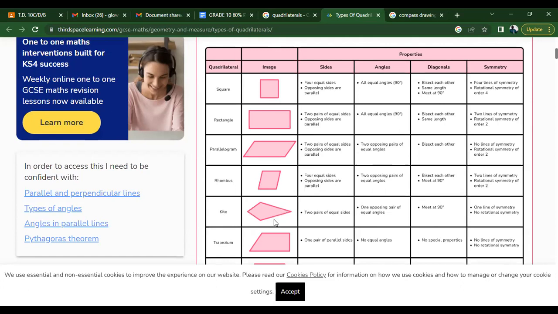And then you have a kite, which is still kind of a diamond shape, but one side is kind of long. They have two pairs of equal sides. So this side is equal to this side, that side equal to that side. But that's technically all it is. One opposing pair of equal angles, and these two angles are the same. So just one pair. This angle is different than that angle.